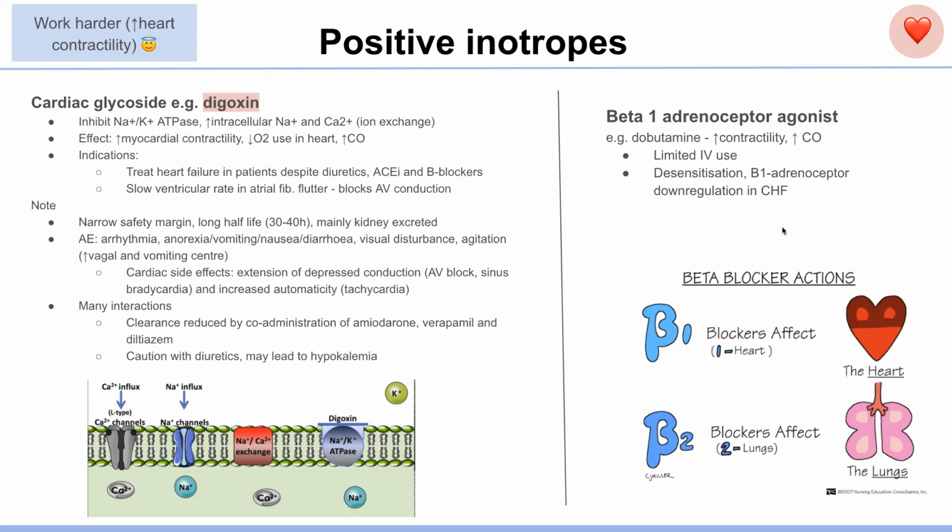The other drug to mention is dobutamine. If you remember from way earlier, it is a beta-adrenoceptor agonist, and it increases contractility. However, it has limited use since desensitization occurs.